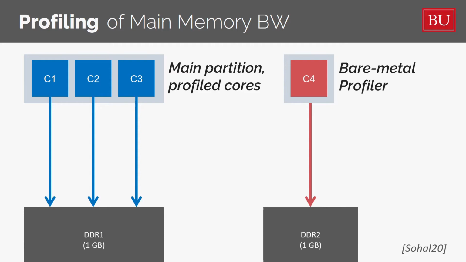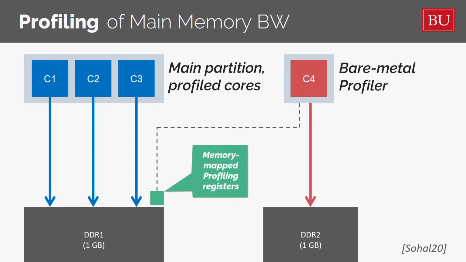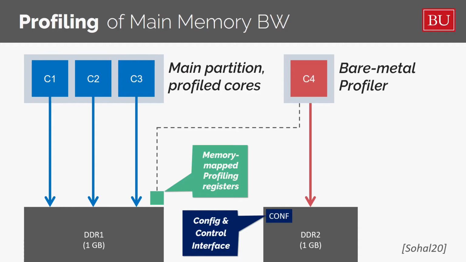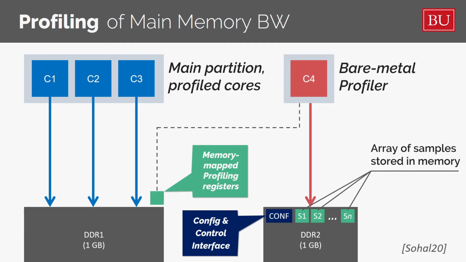And what the profiler does is essentially using the memory-mapped profiling registers that are exposed by the first DRAM, and then it continuously reads the statistics of memory transactions performed by the application under analysis, and basically creates a configuration interface where it can be controlled and commanded, but most importantly, it is able to acquire, to sample this performance metric and create a very fine-grained profile in memory for later analysis.